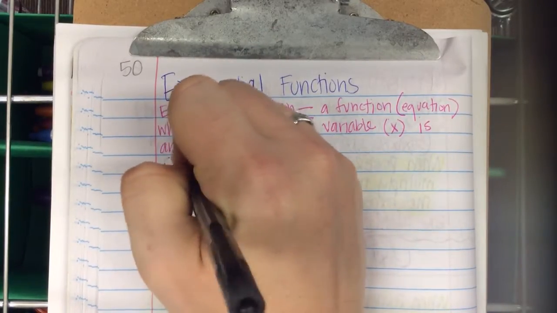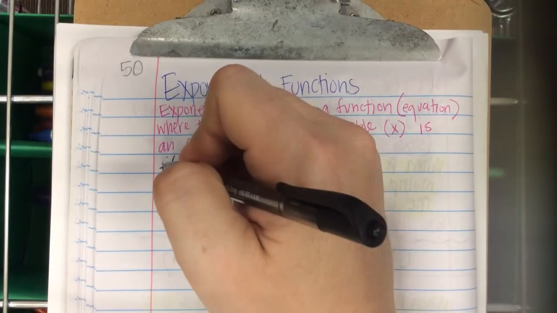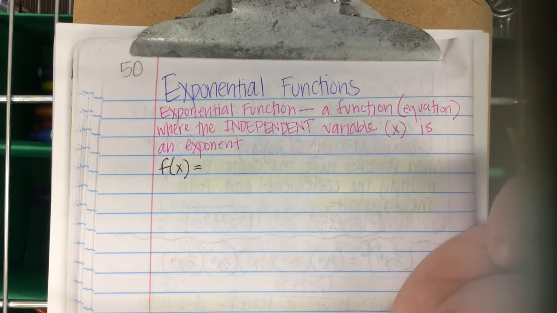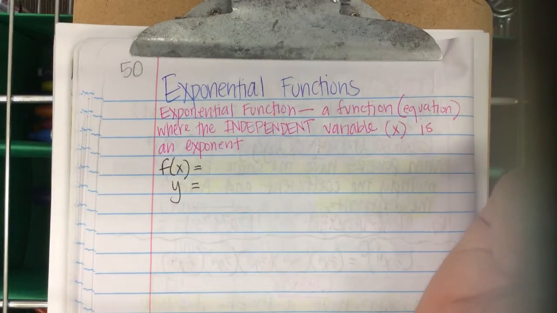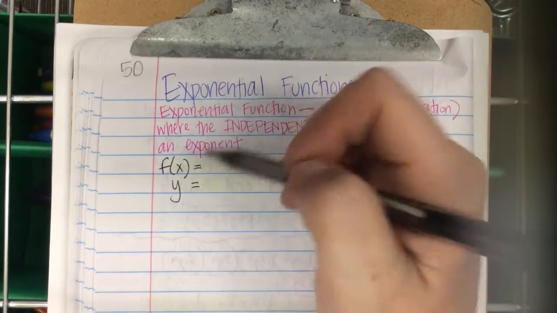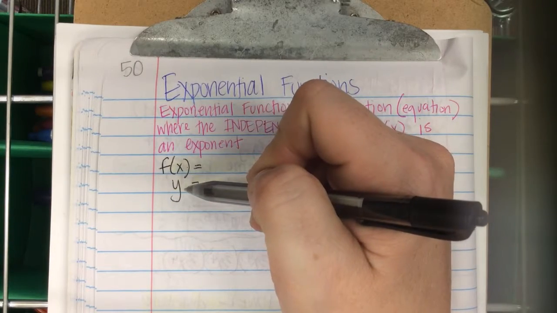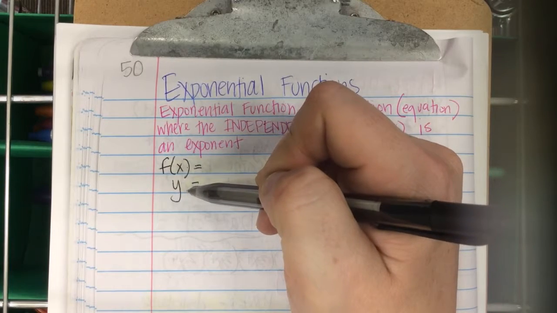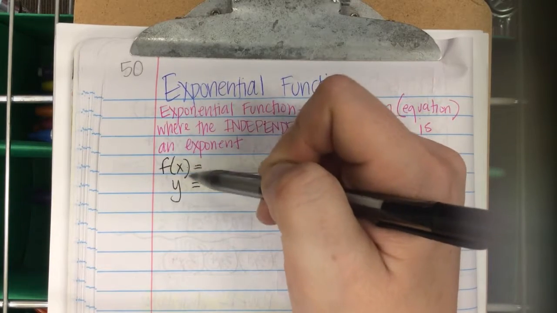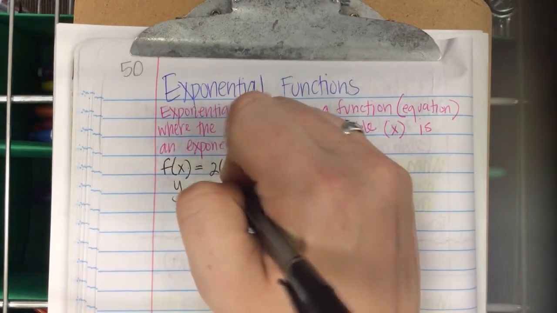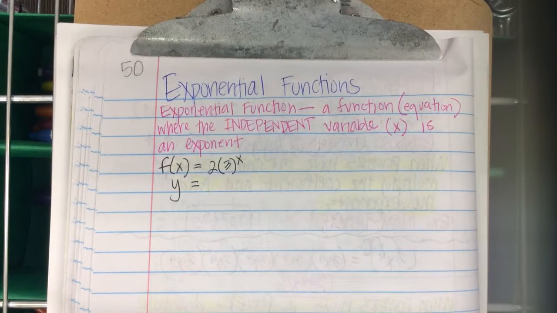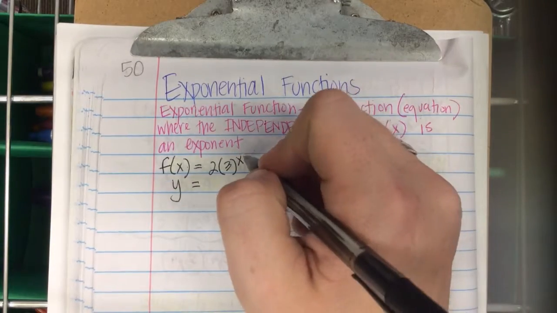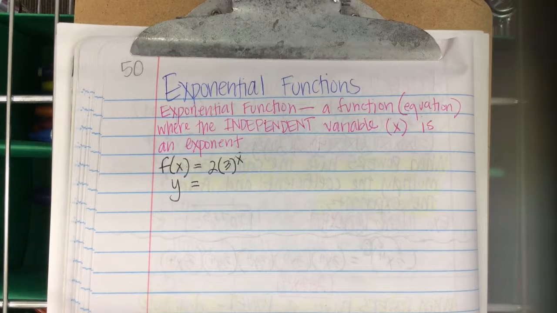So here's an example. Remember, f of x is function notation. I could rewrite this as y equals, correct? Are those both interchangeable? Yeah, this is function notation. This is y equals notation. Like, this is our graphing notation. But they're both the same thing. And if I had this equation, that's an exponential function. Because there's a variable that's an exponent, by definition.